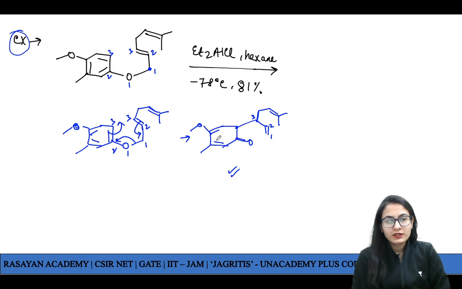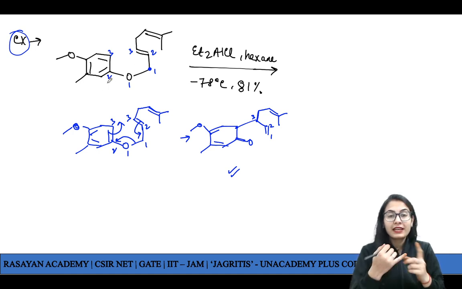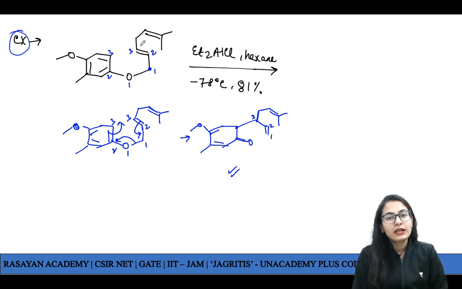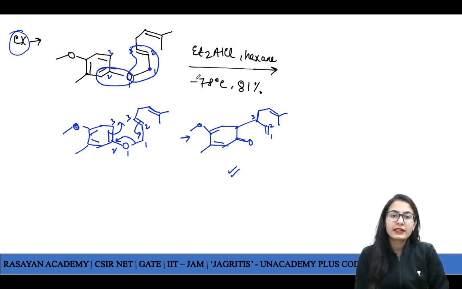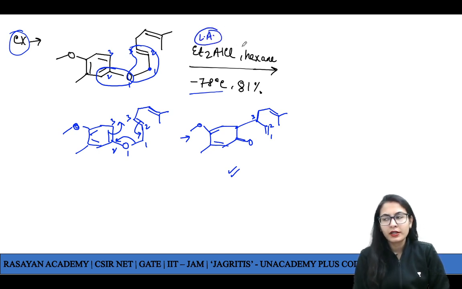So what just happened, guys? Here you don't have the allyl vinyl ether system, but you have the allyl and the phenyl ether system. So it is the allyl phenyl ether system that you have at this temperature. In the presence of Lewis acid, guys, you don't require heating and so on.